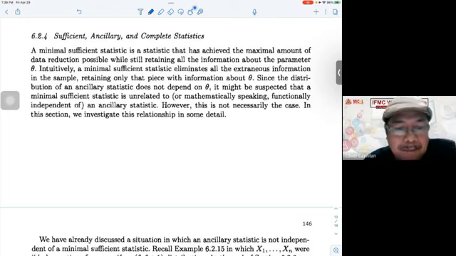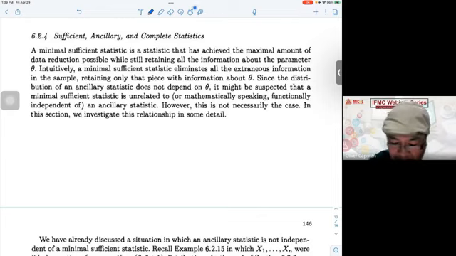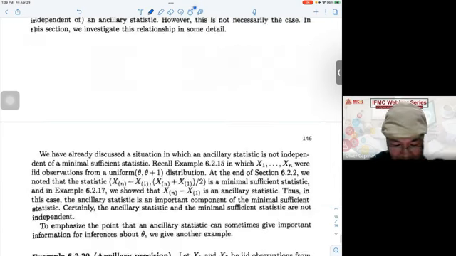So it might be suspected that a minimal sufficient statistic is unrelated to, or mathematically speaking, functionally independent of an ancillary statistic. But we're going to show in what situation we can say that an ancillary statistic is independent of a minimal sufficient statistic. However, this is not necessarily the case. So in this section, we investigate this relationship in some detail.